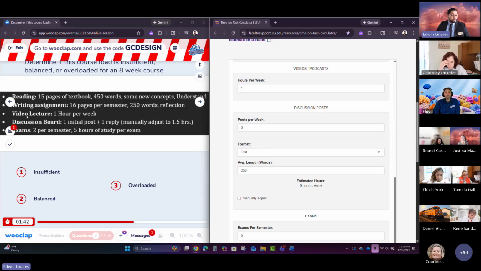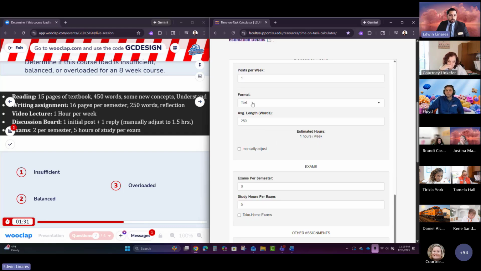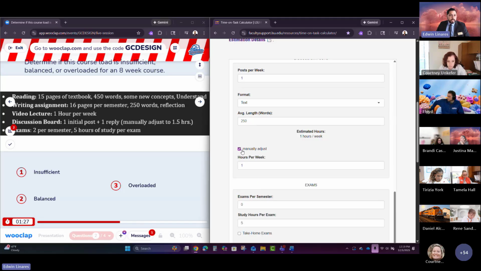We'll scroll down. For discussion boards, we have 1 post plus 1 reply. So what we can do here is put 1 post per week and leave all this alone. There's no changes to that. We have to adjust manually the time that it'll take because of that 1 reply, so instead of 1 hour, it'll be 1.5.